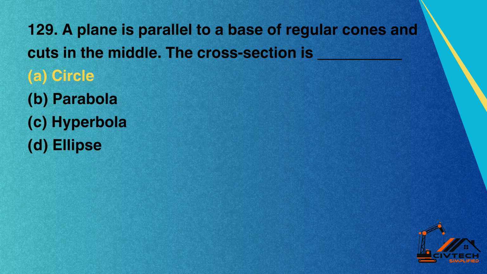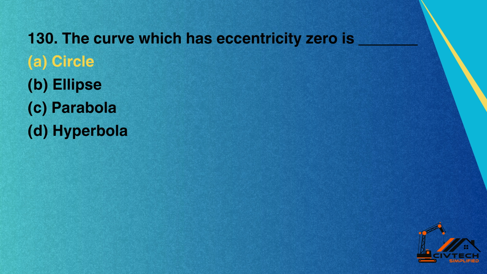Hyperbola. 129. A plane is parallel to the base of a regular cone and cuts it in the middle. The cross-section is a blank. A. Circle. B. Parabola. C. Hyperbola. D. Ellipse. Correct option, a circle. 130. The curve which has eccentricity 0 is a blank. A. Circle. B. Ellipse. C. Parabola. D. Hyperbola. Correct option, a circle.